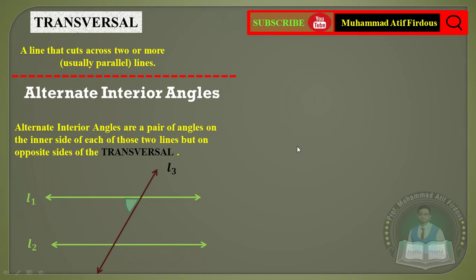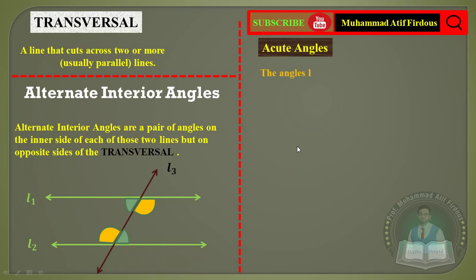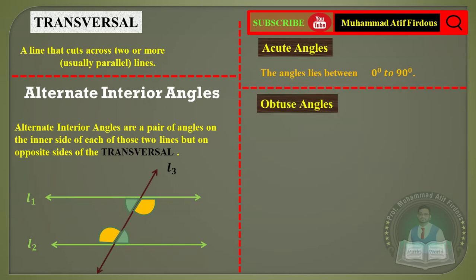Then the interior angles you can see in the green part and the orange part are called alternate interior angles. Okay. Now, acute angle. What is an acute angle? An angle that lies between 0 and 90 degrees is called an acute angle. And what is an obtuse angle? An angle that lies between 90 and 180 degrees is called an obtuse angle.